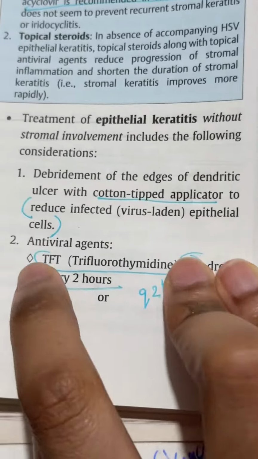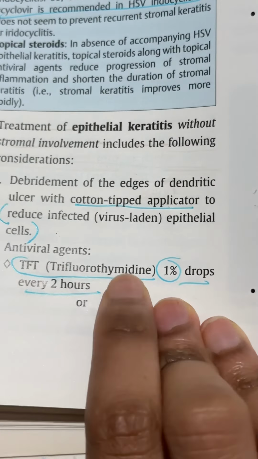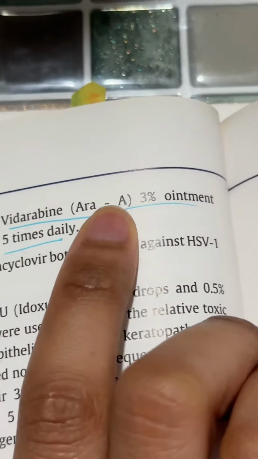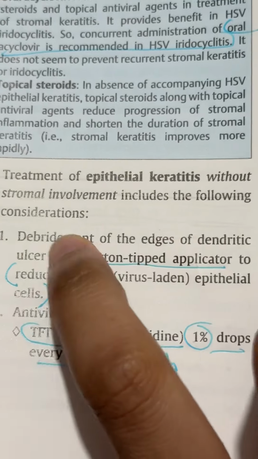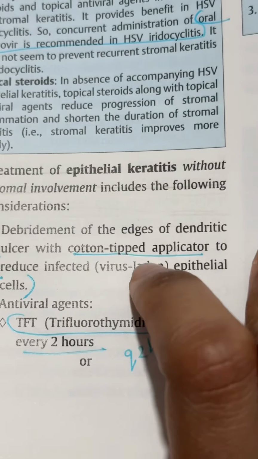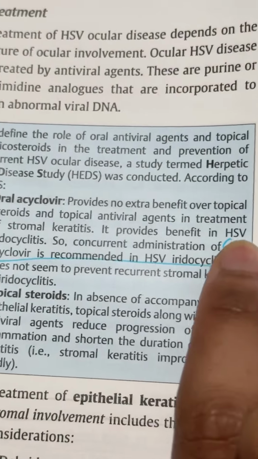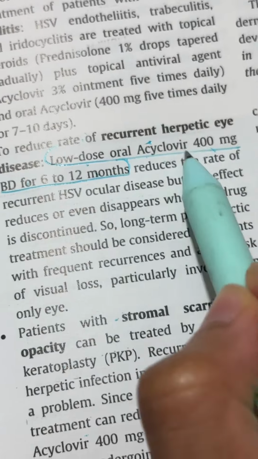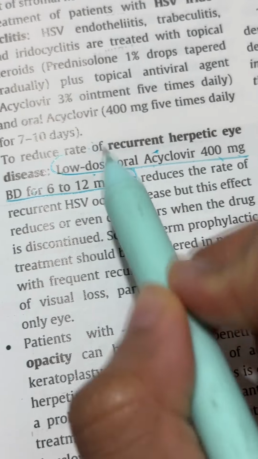And to treat it, you can use topical antiviral agents like trifluorothymidine 1% eye drops every 2 hours or use vidarabine 3% ointment 5 times. The ulcer's edges can be debrided. To avoid the spread of the virus, you can use a cotton tip applicator. In case you have HSV iridocyclitis, you can also use oral acyclovir. Low dose oral acyclovir 400 mg BD for 6 to 12 months can also reduce the rate of recurrent herpetic eye disease.